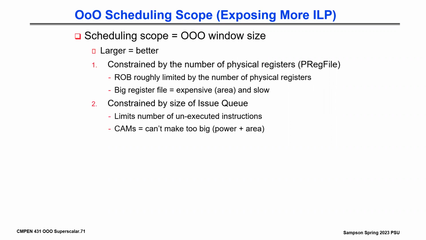The issue queue has lots of associative search. The more associative search you have, the more power hungry and size constrained some of these things are going to get. They do not scale the same way as RAMs.